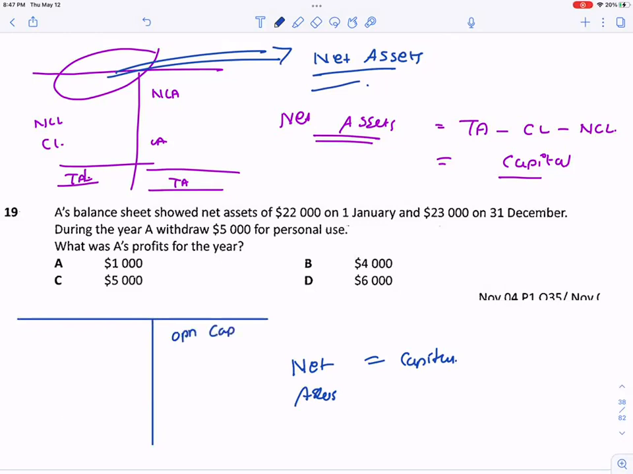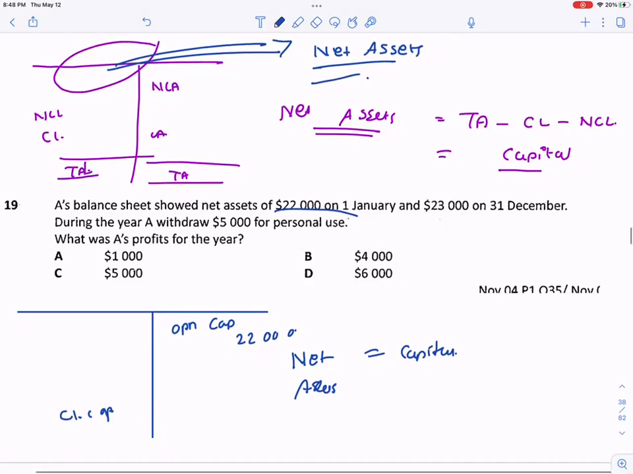Opening capital year, closing capital year. First date opening capital is how much? Pay attention here. Closing capital is how much? 23,000. Drawings is how much? 5,000. So can you all give me the profit?